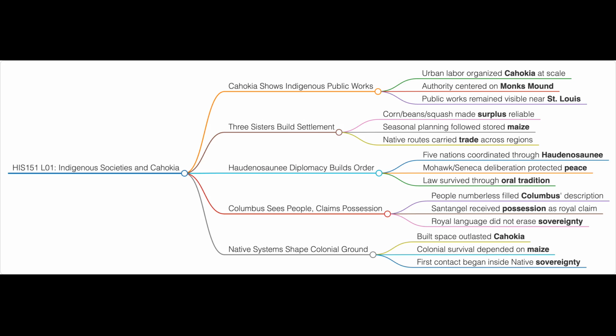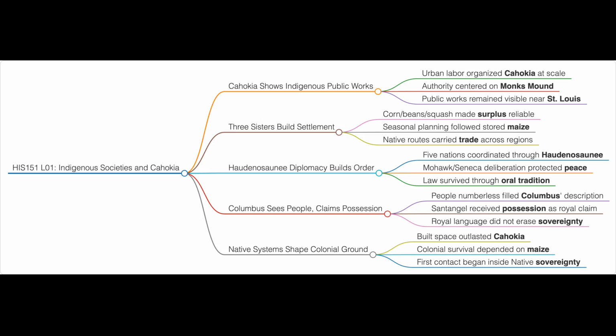How do you mark authority in public space? How do you move goods across distance? How do you preserve a common story? Cahokia answered those questions through local knowledge rather than European forms of stone masonry, written charters, or fenced private parcels. The site demonstrates that public order existed in North America long before Europeans wrote about the continent.